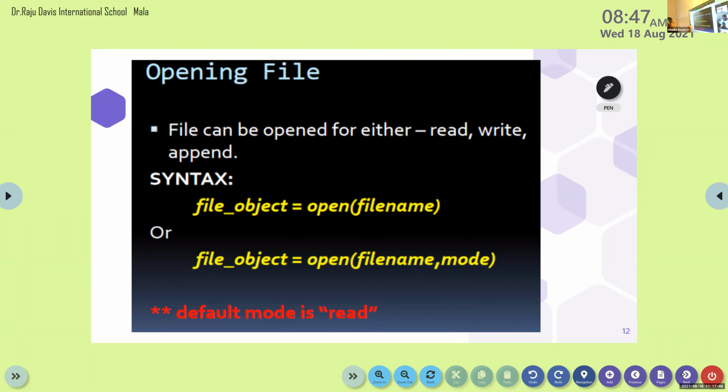So, what is the syntax for opening a file? First, you have to specify the file object. Then the open function, then you have to specify the file name. This is the first method, and the second method is that by default, if we have not specified any mode here, which is the default mode? Read. Okay. And if we have specified, we can specify different types of mode, which are they? Read, write, and append, isn't it?